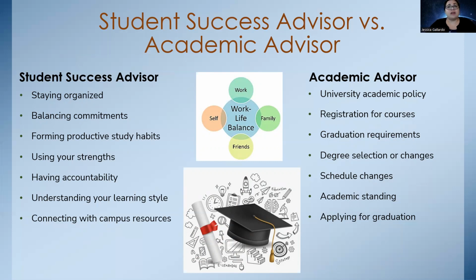Whereas your academic advisor is really just for the academia. So for example, anything pertaining to university academic policy, if you need to register for a class, if you have questions about graduation requirements, degree selection, schedule changes, academic standing, or applying for graduation, that is going to be your academic advisor. They will be able to assist you with that. So this is really a good description of the two.